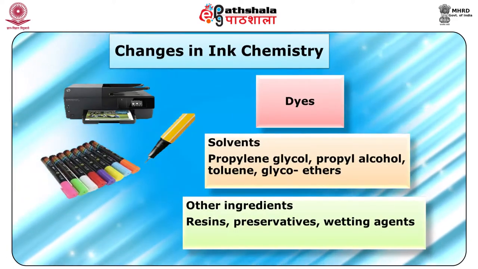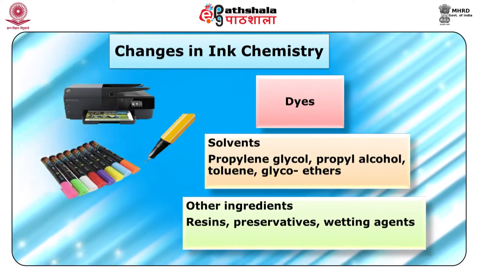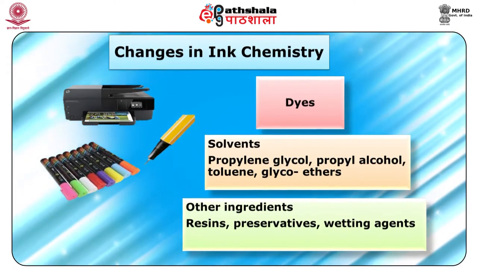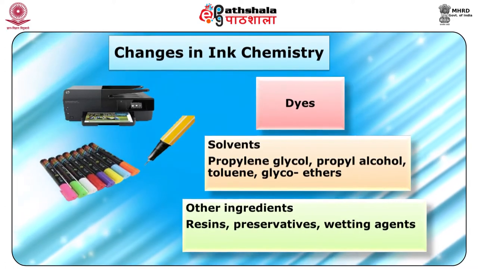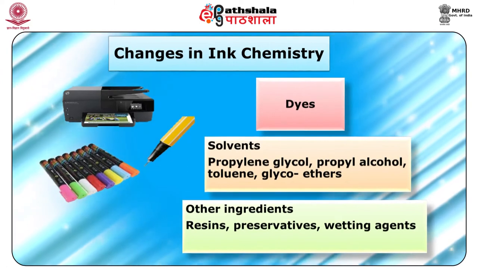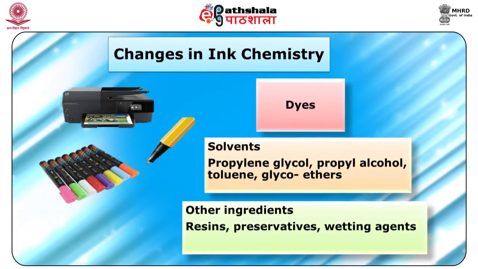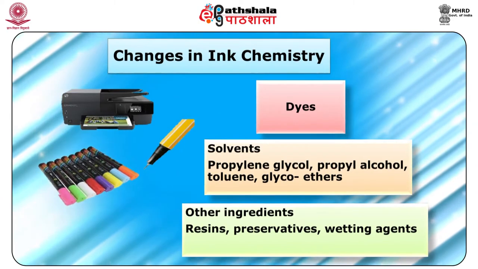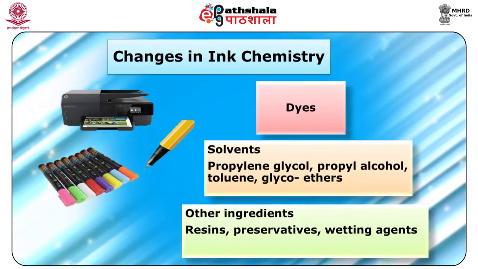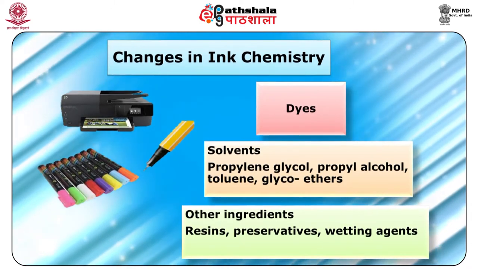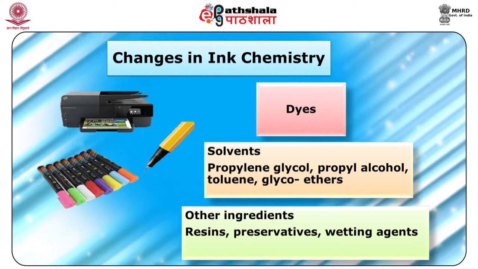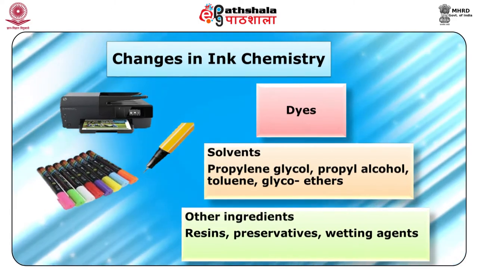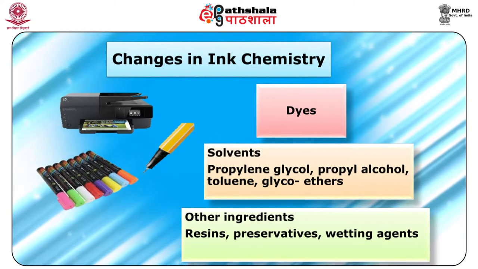Now, changes in ink chemistry over the years closely reflect development in the instruments of ink coating; the pen and the printing machine are the examples. The ballpoint pen, the felt tip marker, and the fiber tip pen have led to inks containing solutions of dyes in water or organic solvents such as propylene glycol, propyl alcohol, toluene, and glycol ethers. Other ingredients like resins, preservatives, and wetting agents are also added to it.